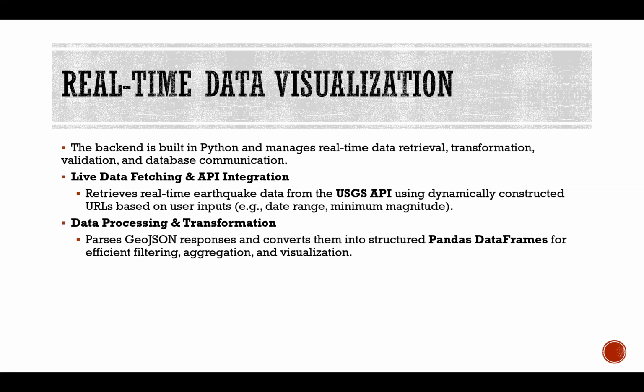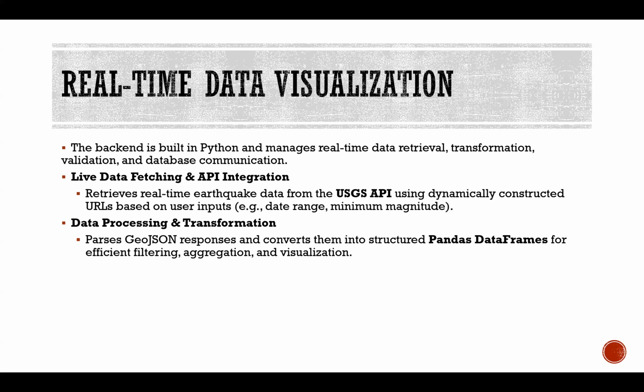Our project demonstrates advanced Python engineering capabilities. It also demonstrates transforming raw seismic information into meaningful insights through sophisticated processing and optimization techniques. There are two techniques that we are using here. The first one is live data fetching and API integration. Here we are retrieving real-time earthquake data from the USGS API using dynamically constructed URLs based on the user's input, such as the dates and the magnitude.